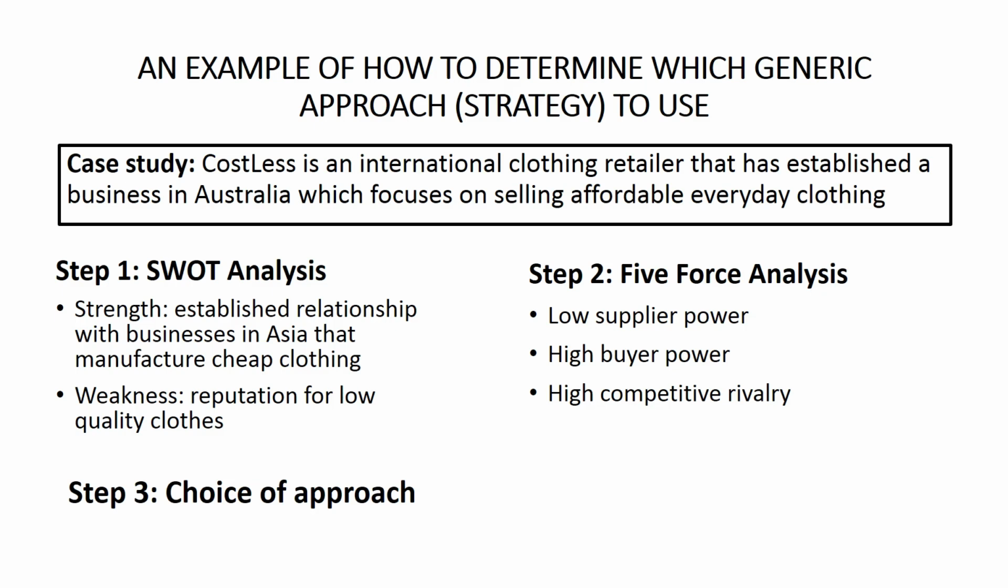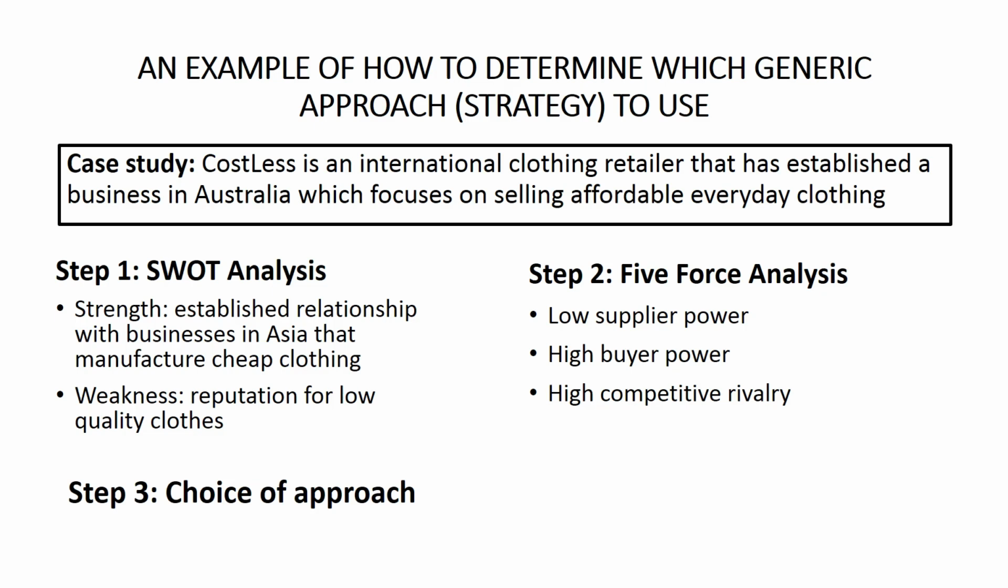In addition, there is high buyer power and high competitive rivalry. What this means is that Costless's customers are very price conscious and so will not be willing to pay for higher quality clothing and therefore higher priced clothing. If Costless does try to sell higher quality and therefore higher priced clothing, then its customers will simply switch to buying their clothes from one of Costless's lower cost competitors.